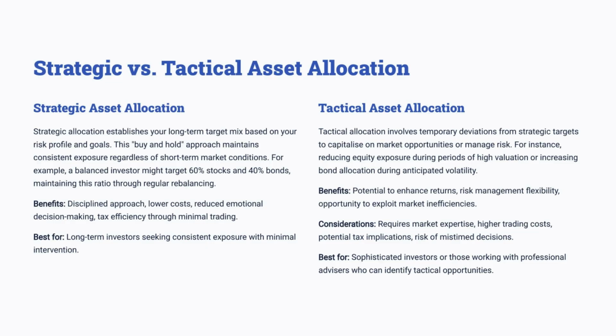Strategic asset allocation sets a long term target mix, like 60% stocks and 40% bonds, maintaining consistency through rebalancing. It offers discipline, lower costs, and tax efficiency. Tactical allocation allows temporary shifts to exploit market opportunities, enhancing returns and managing risk, but demands expertise and incurs higher costs, ideal for sophisticated investors or those with professional guidance.